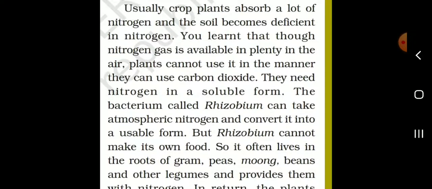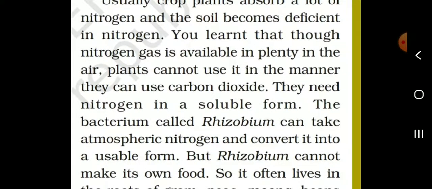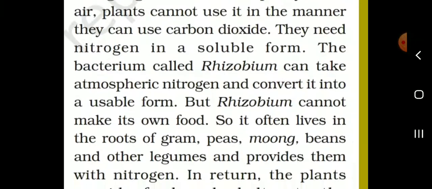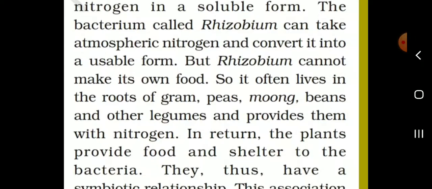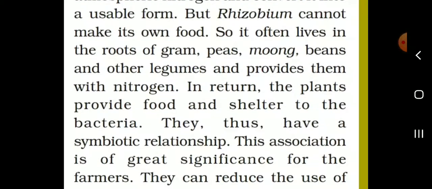Usually crop plants absorb a lot of nitrogen and the soil becomes deficient in nitrogen. You learned that although nitrogen gas is available in plenty in the air, plants cannot use it. They need nitrogen in soluble form. The bacterium called rhizobium cannot make its own food. So it often lives in the roots of gram, peas, mung beans and other legumes, and provides them with nitrogen. In return, the plants provide food and shelter to the bacteria. That is a symbiotic relationship.